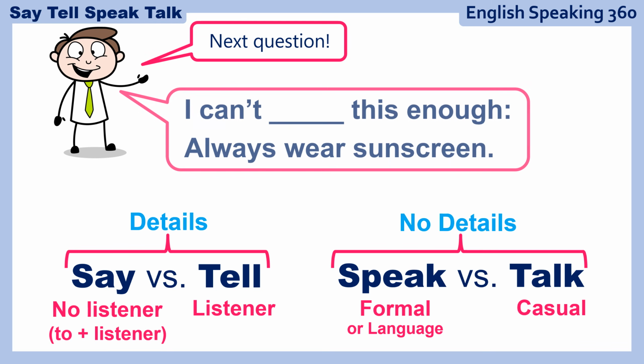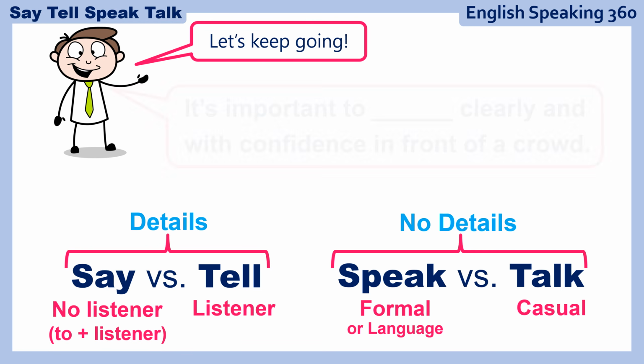Next question. I can't [blank] this enough. Always wear sunscreen. In this case, we have details. Always wear sunscreen is what the guy is saying. Also, we don't have a listener. We don't know who he is talking to. So, the answer, I can't say this enough. Always wear sunscreen. Let's keep going.